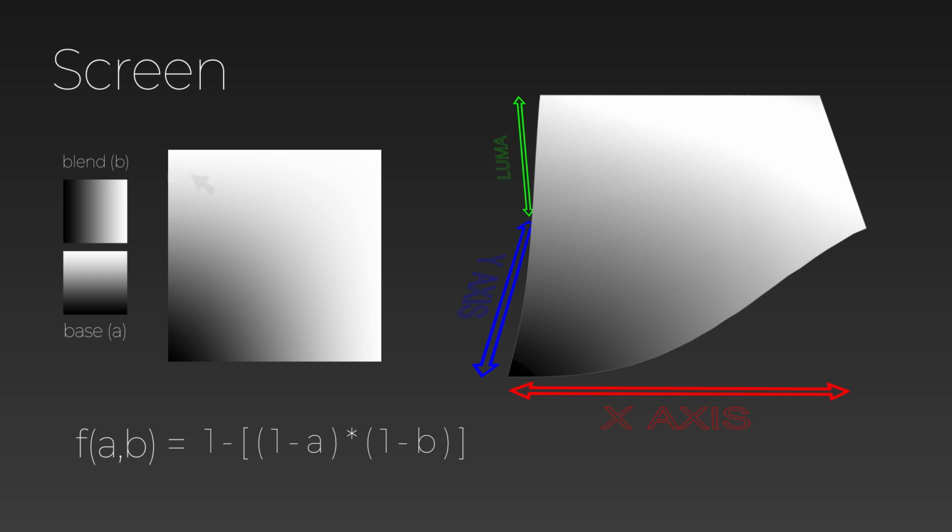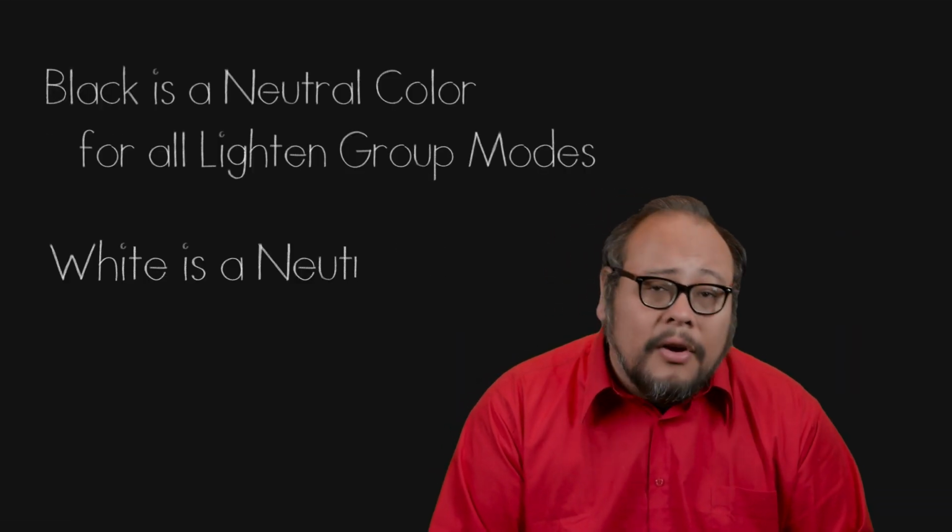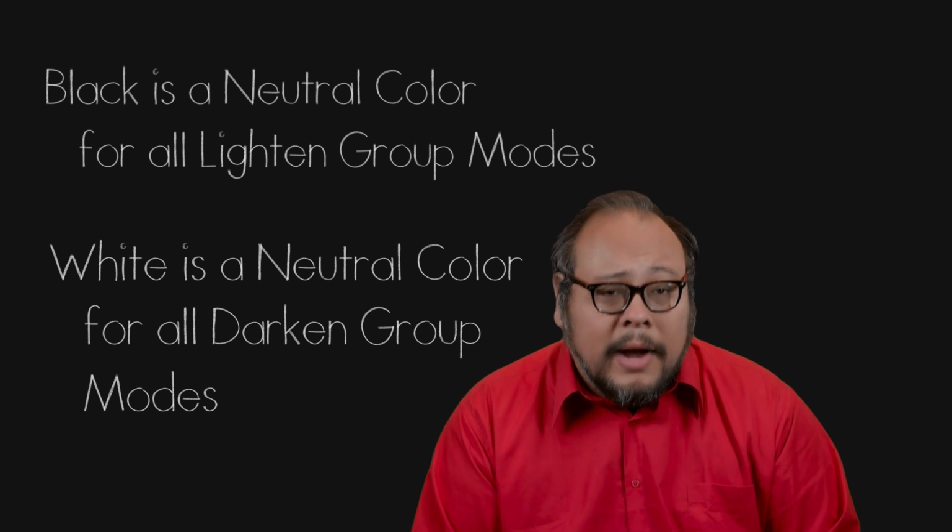You see white dominating the upper left and the bottom right corners. On the flip side, black, with a value of 0, gets inverted to 1, which gets flipped back to 0. In other words, black will have no effect on the blend in screen mode. In fact, all modes in the Lighten group will be unaffected by black, and all modes in the Darken group will be unaffected by white.